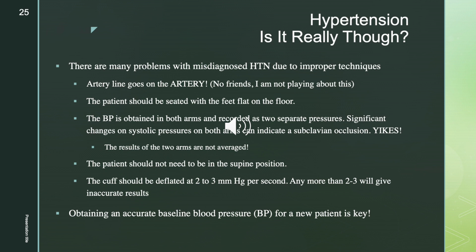Make sure that you also get an accurate baseline blood pressure for the new patient, because that's going to dictate what's going to happen for future. And we need to keep a good track on that, because in 5 years or 2 years or 6 months, something might change and we might have to look into that. So keep it in mind, please.